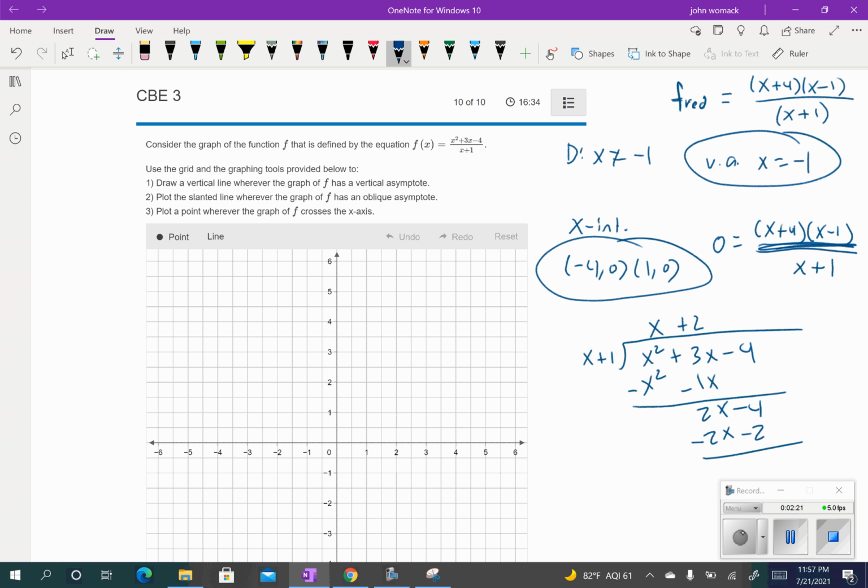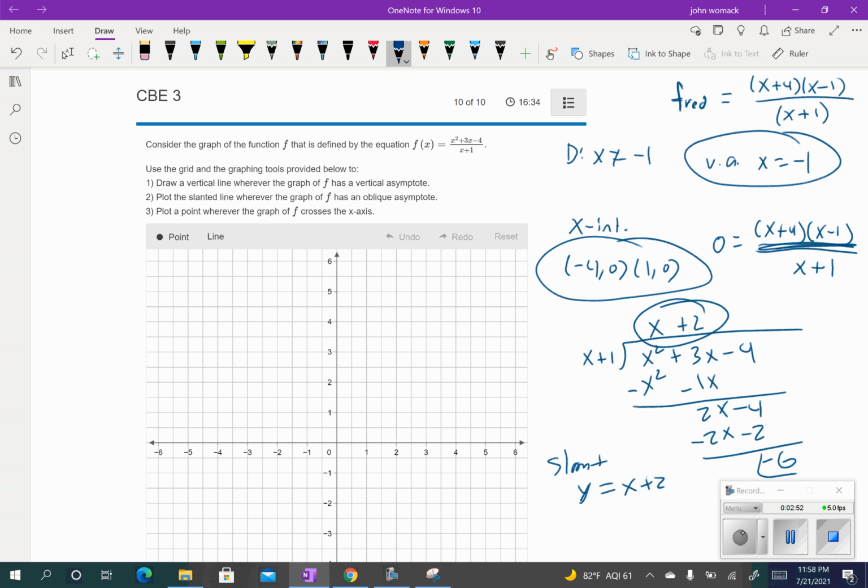Subtract them. Now remember, -1 was not a 0, so x plus 1 doesn't go into it evenly. We already know that, so it's okay that there's a remainder down here. It comes out to be -6. We ignore the remainder with oblique asymptotes. We just look at this. So there's an oblique or a slant asymptote at y equals x plus 2. And again, we don't have to worry about the remainder. Okay, that should be all we need.